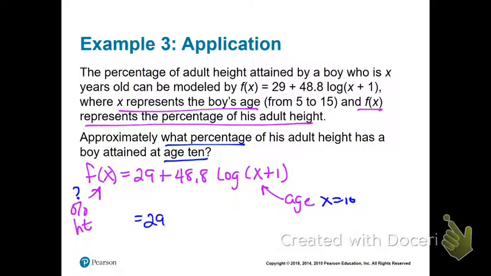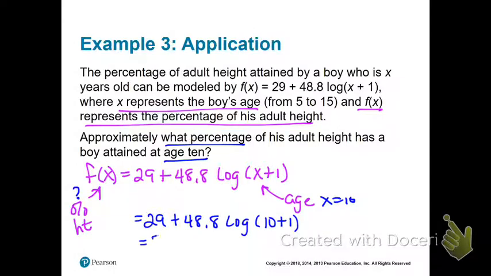So we're going to type in 29 plus 48.8 log of (10 plus 1). Now notice this time they have the plus 1 in parentheses with the 10, which means you want to keep it in parentheses. If they didn't, we would have to make sure to close the parentheses after we plugged in our 10 there. Alright, so we're going to go to our calculator. We're going to type in 29 plus 48.8. Log is the button that's right there next to the 7. You see it says LOG. And then type in your 10 plus 1, close your parenthesis, and enter.